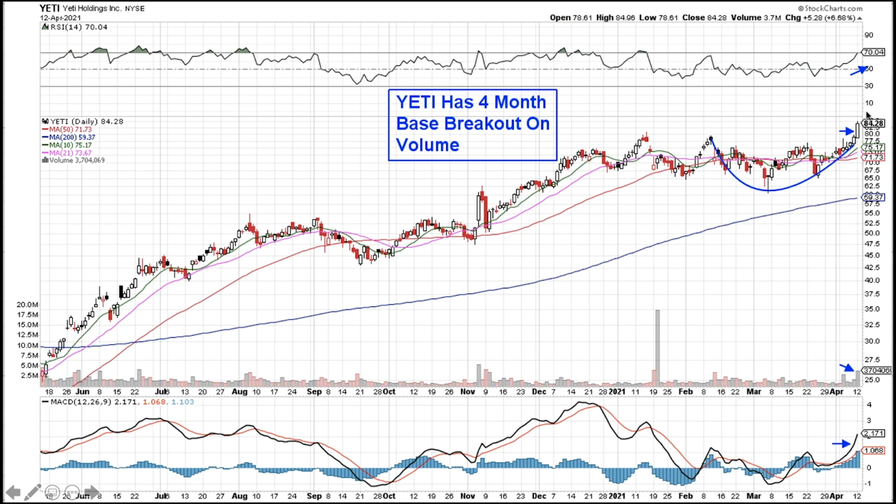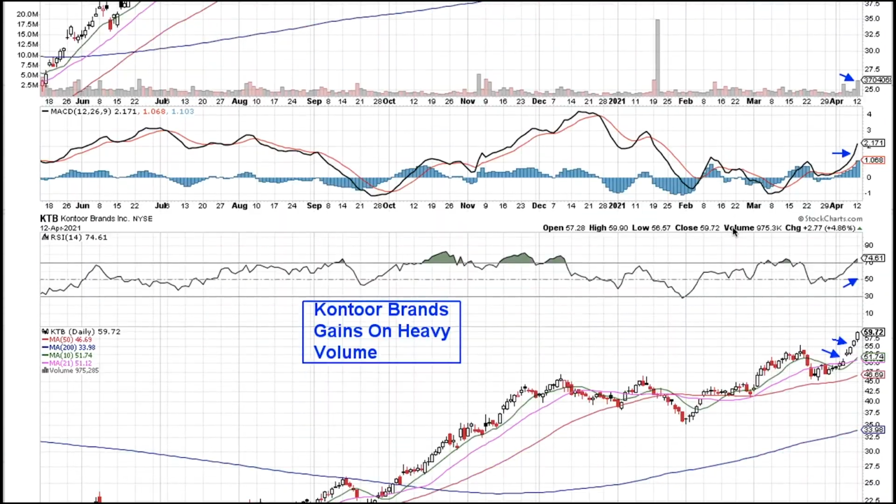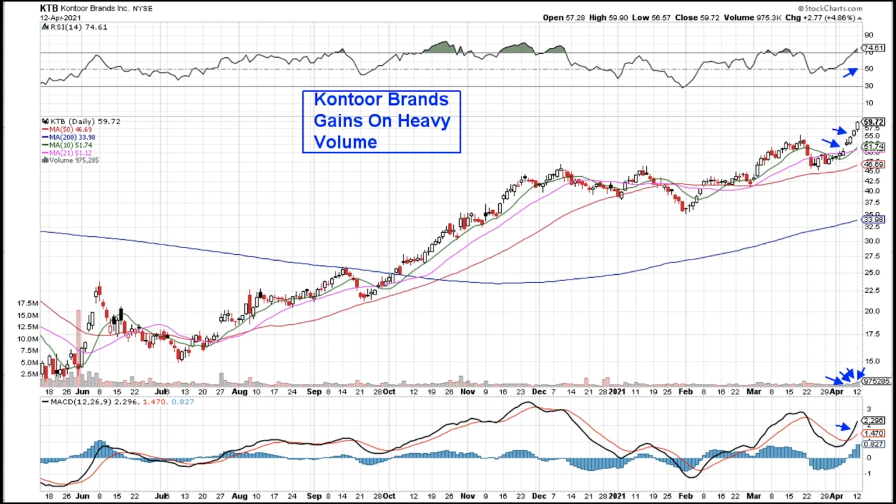But more importantly, that high volume is giving conviction that, for me, this stock could easily trade higher. It's a little bit overbought. We may get a pullback, but definitely institutions and buyers are very interested in Yeti. Moving along, another retailer. This is KTB, Kontoor Brands.